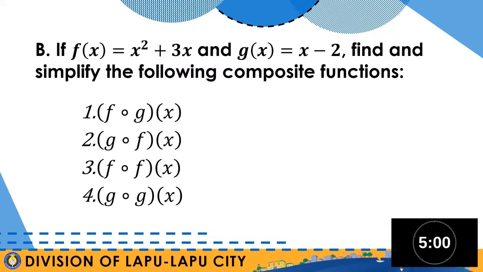Test B. If f of x equals x squared plus 3x and g of x equals x minus 2, find and simplify the following composite functions. 1. F of g of x. 2. G of f of x. 3. F of f of x. 4. G of g of x. Another 5 minutes to answer.